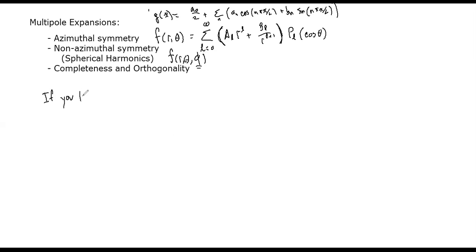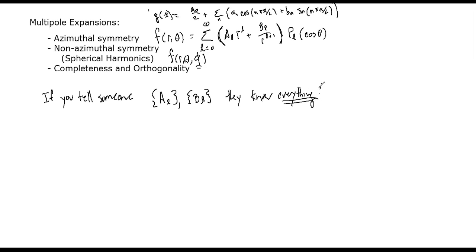if you tell somebody the A_Ls and the B_Ls, they know everything. All they have to do is consult the polynomials, which are easy, and then they consult the table of Legendre polynomials, less easy. But this is it: all of the information of the function itself is encoded in this collection of coefficients. So this is really great.